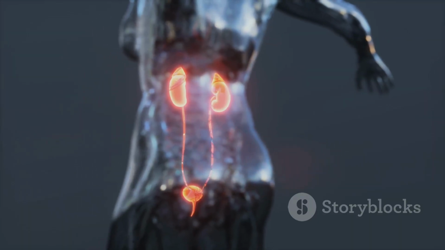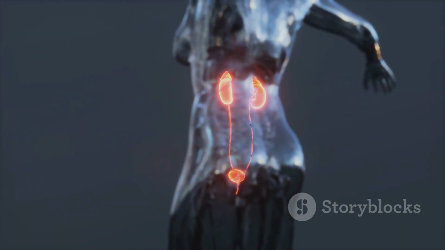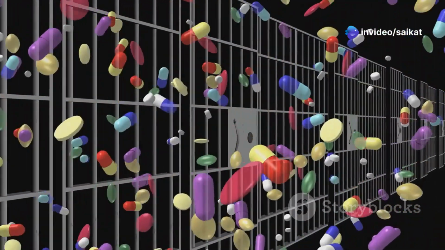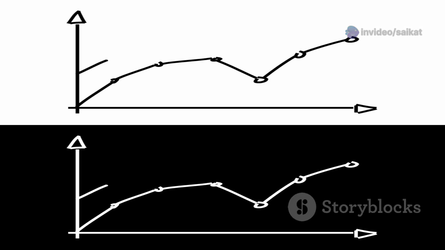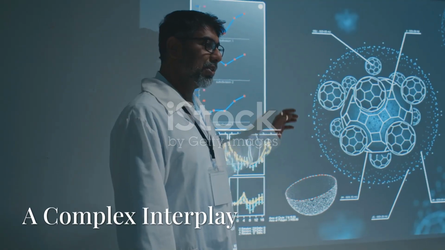However, drugs can also be eliminated through other routes, including feces, sweat, saliva, and even exhaled air. The rate of excretion is crucial in determining how long a drug's effects last. A drug with a slow excretion rate will remain in the body longer, potentially leading to a longer duration of action.